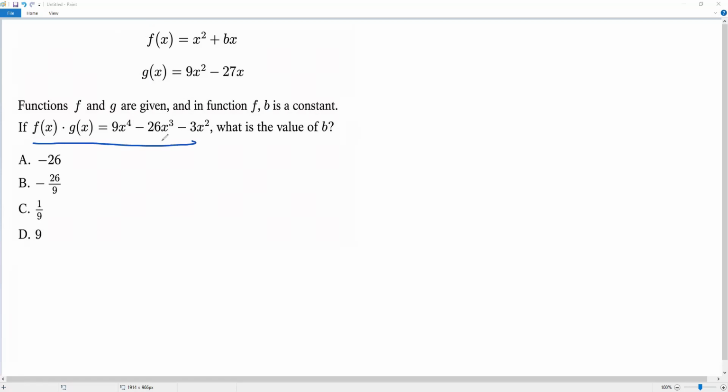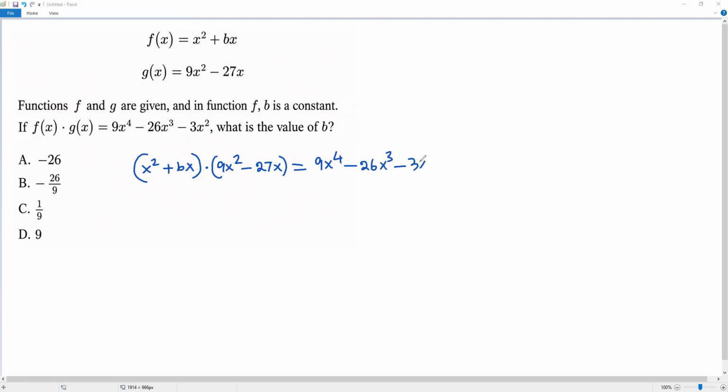Okay, here in this equation, let's plug in the stuff we have for f of x and g of x. For f of x, we have x square positive bx, times, for g of x, this is the stuff we have. Let me plug in, that is 9x square negative 27x. On the right side, we can write this as it is. That is 9 times x to the fourth power, negative 26 x cube, negative 3x square.